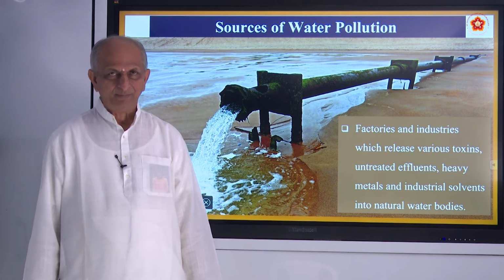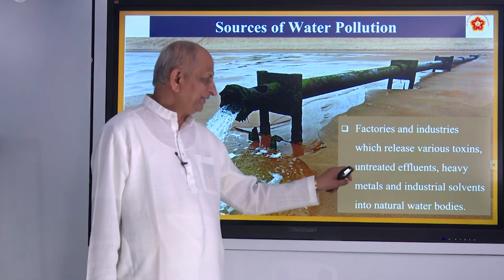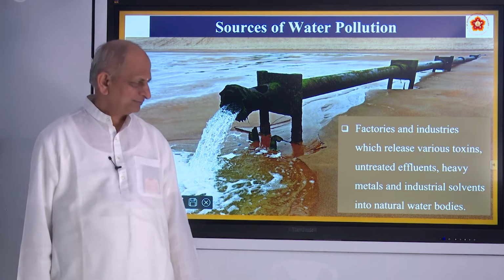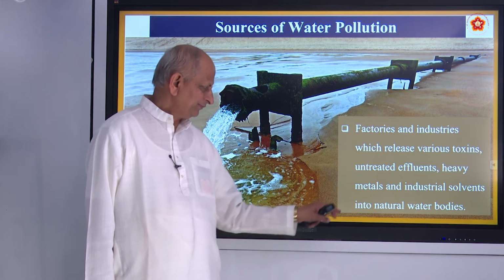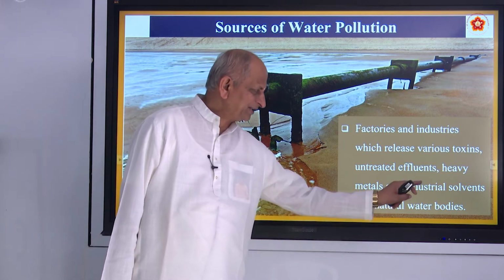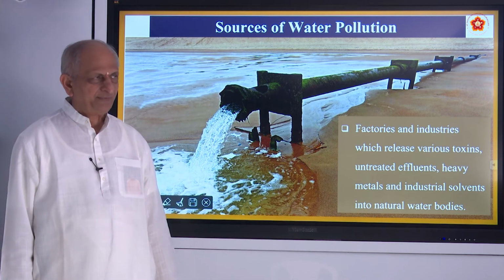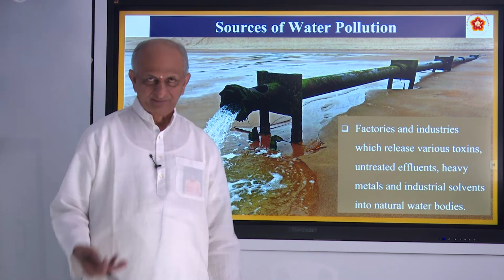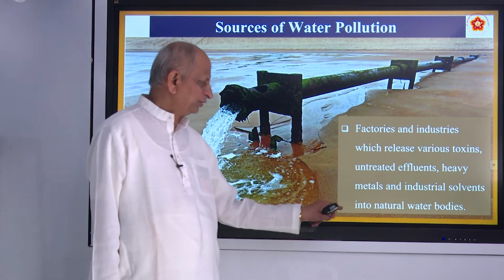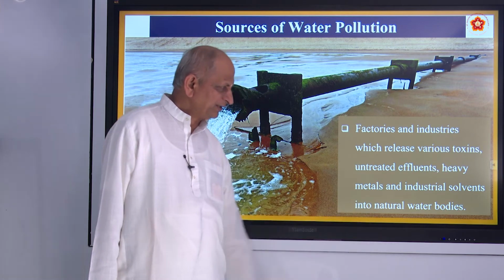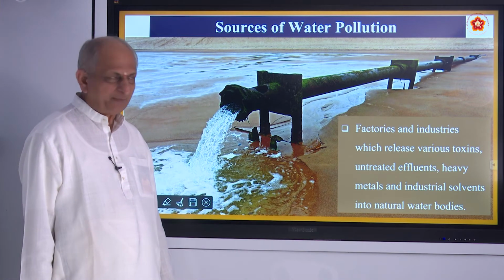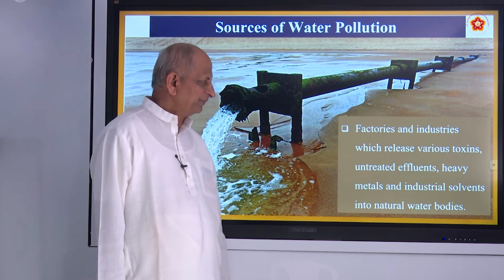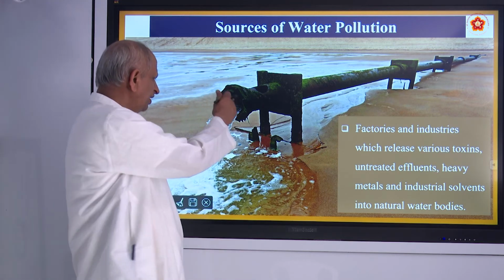Toxins means what? Poisons. Untreated effluents. Effluent means liquid waste. It is not cleaned. Heavy metals and industrial solvents. So in a factory like iron and steel, there will be waste, and these waste also made to flow into the rivers, and which cause pollution in the river water. Sometimes sea water also.